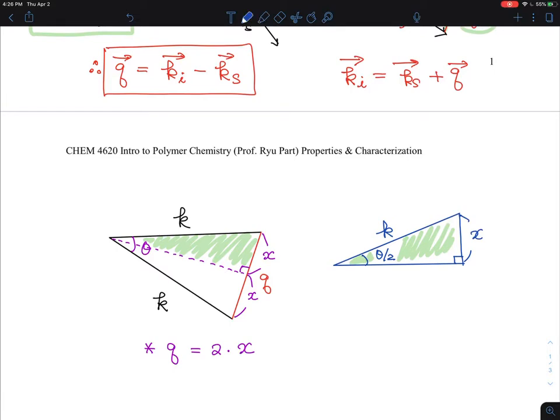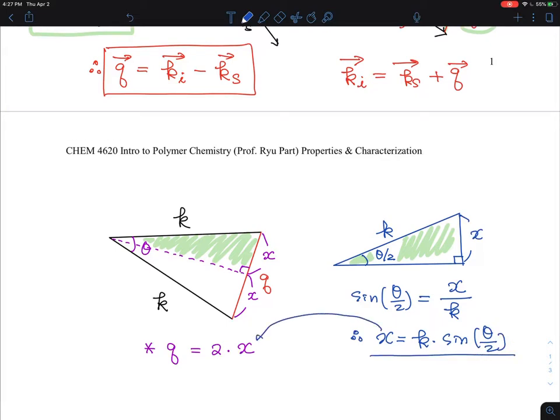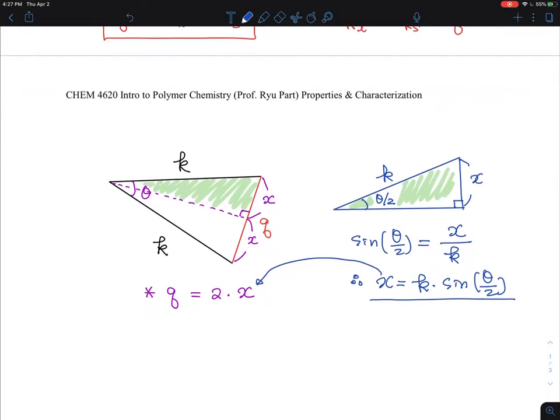So what I learned here is sine of theta over 2, the half scattering angle, is x over K. So that's the one. Therefore, I can say x is K times sine theta over 2. And then I can plug those numbers in here, right? So finally, I got this form. Q is 2K sine theta over 2.